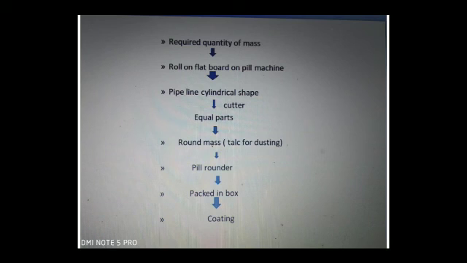Weigh the required quantity of pill mass, then roll it out on the flat board of the pill machine to the exact length for the number of pills required. By use of the pill pipe, the form should be perfectly cylindrical in order to prepare pills of equal size. By the use of a cutter, the pill mass is converted into equal parts.